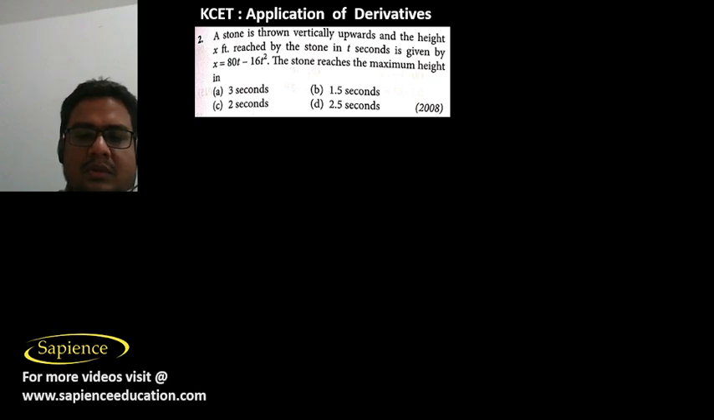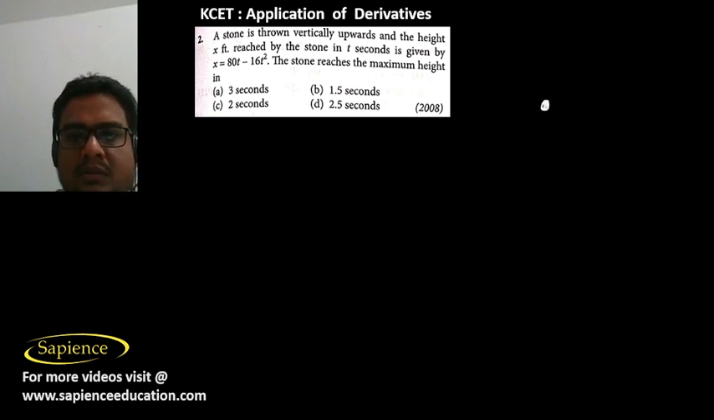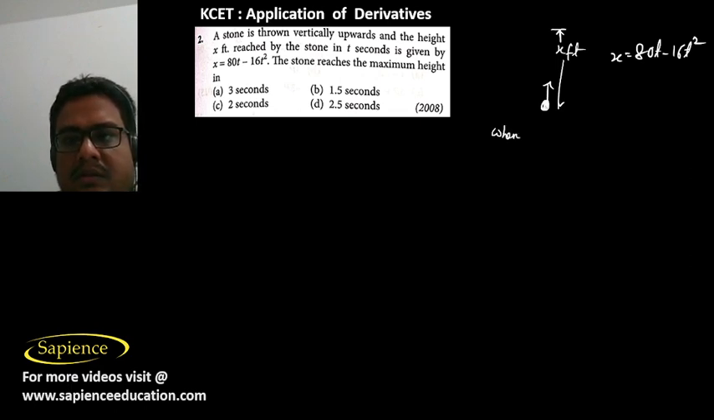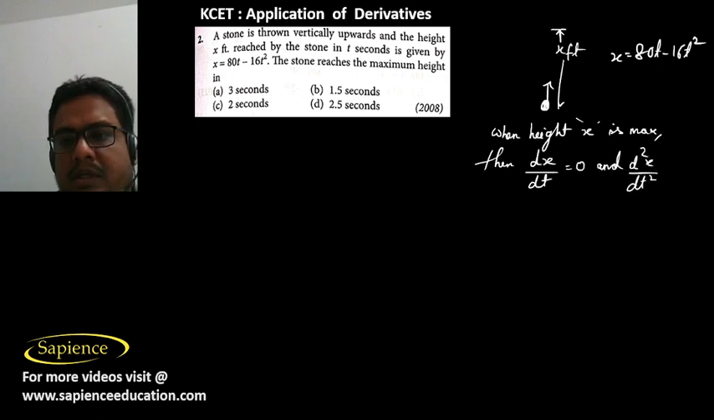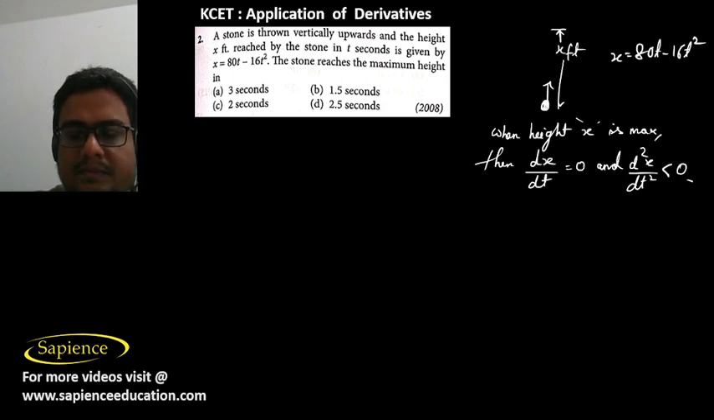Then question number 2 says: a stone is thrown vertically upwards and the height x feet is reached by the stone in t seconds, given by x equal to 80t minus 16t square. The stone reaches the maximum height when dx by dt should be 0 and d square x by dt square should be less than 0 at that value of t.